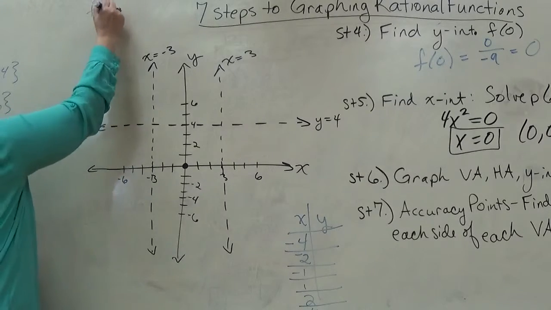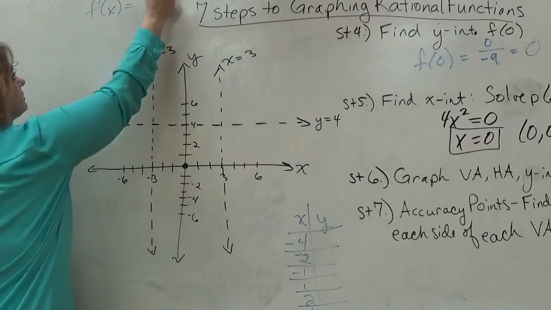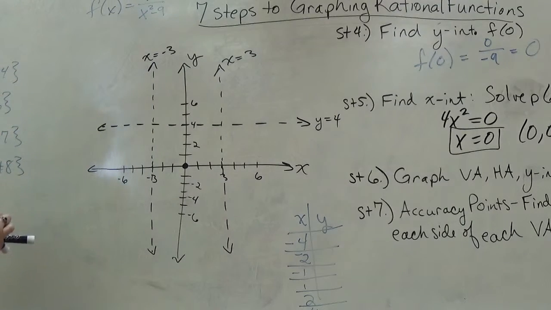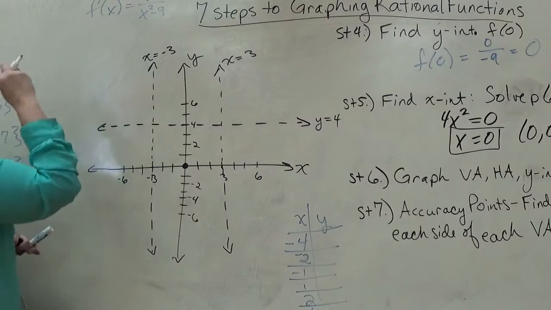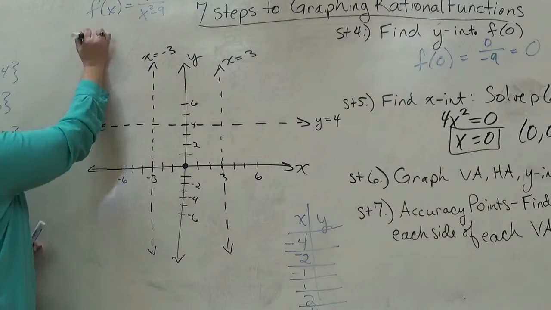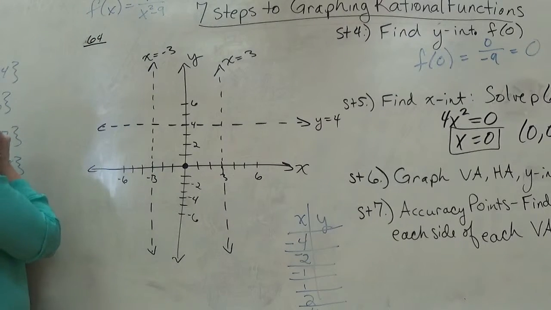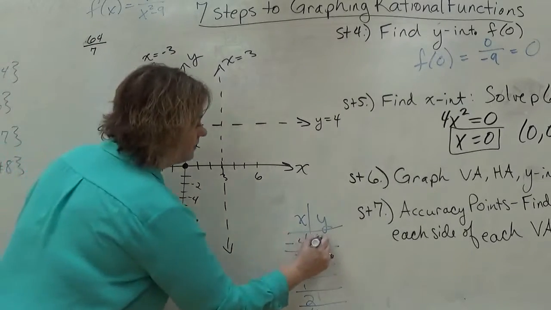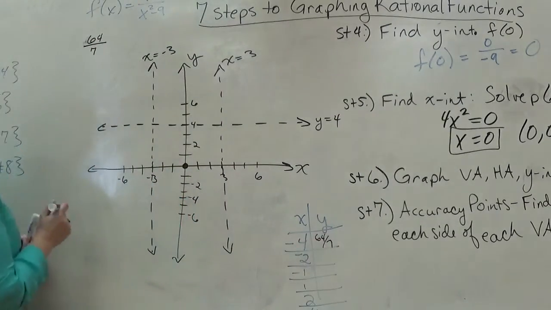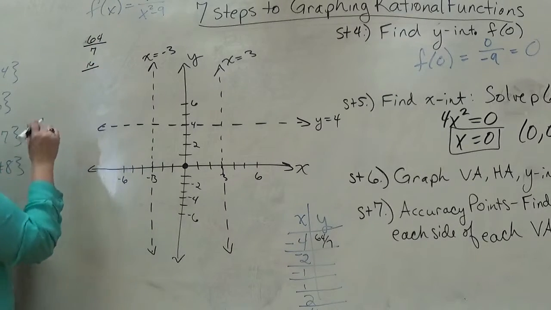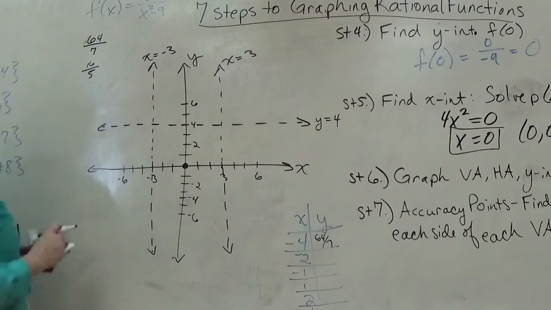Our equation was f of x equals 4x squared over x squared minus 9. So I just plug them in separately and write down my work. So let's see, that's negative 4 to the 4th is, so I get 64 over 16 minus 9, which is 7. 64 sevenths right here. Plug in negative 2, and that's going to be 4 times 4, which is 16 over 4 minus 9, which is 5.